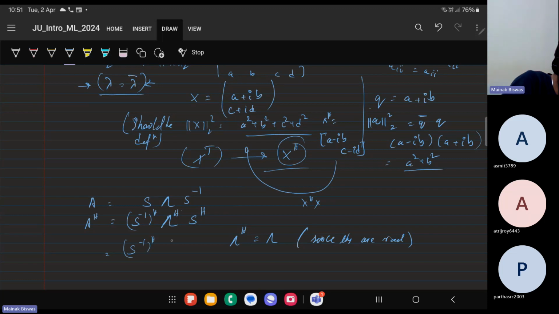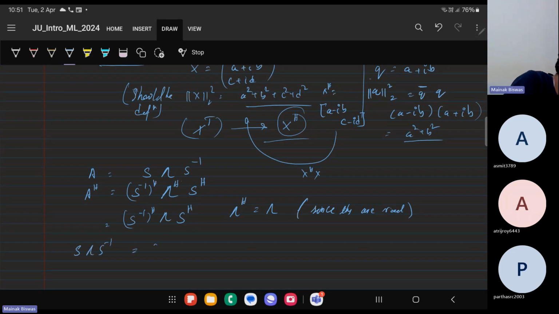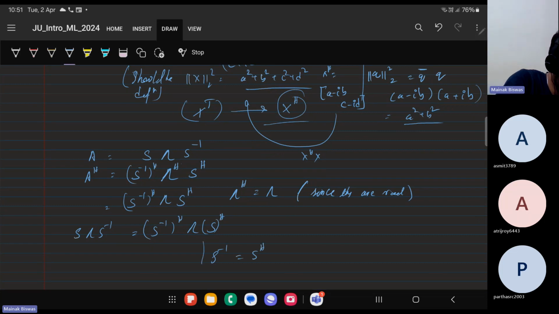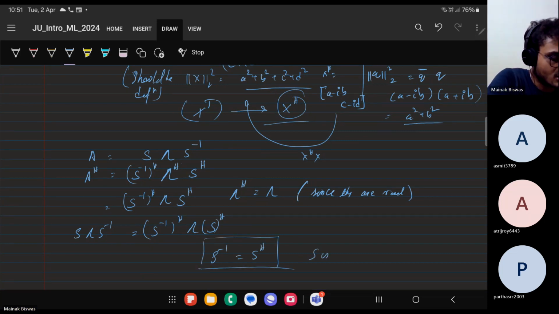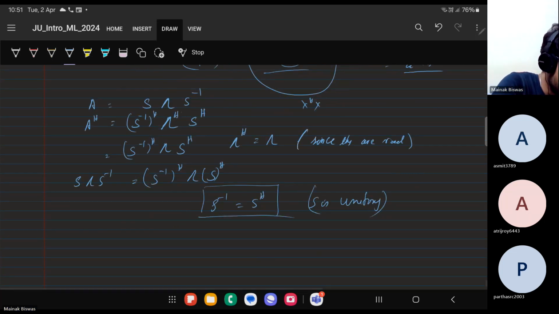So S inverse Hermitian, yes or no? This has to be equal to A. S Hermitian is equal to S inverse Hermitian. Compare both sides. What will you get? S inverse is equal to S Hermitian. What does it mean? S is orthogonal or unitary. That is, A has orthonormal vectors. Yes or no? A has orthonormal vectors. With this, I'll stop today.